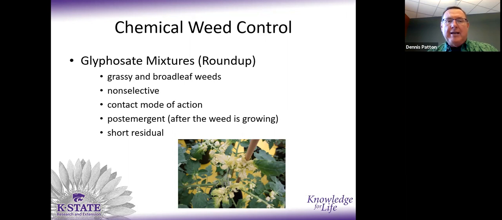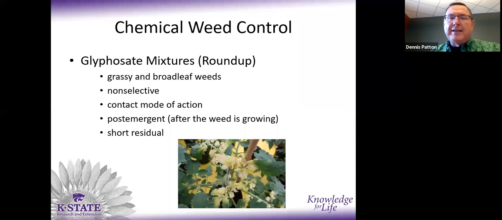And Roundup, being a contact herbicide, has a short residual. So if you spray the weed today and a seedling pops up tomorrow, that seedling is not going to be affected by the application. Roundup's probably best on annual broadleaf and grassy weeds. Roundup is probably not the best option for a perennial plant because of that extensive root system. Sometimes it takes multiple applications with glyphosate.